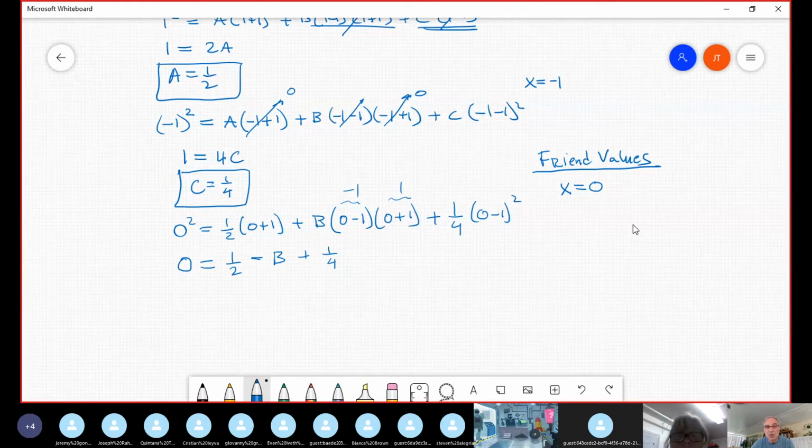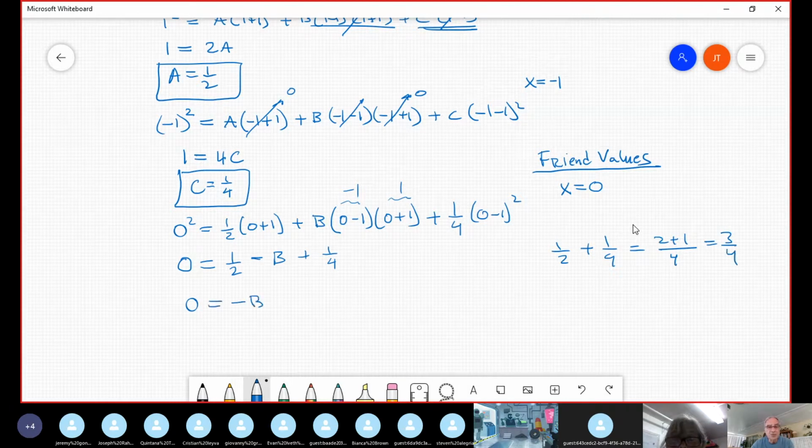0 minus 1 is -1. And -1 squared is +1, and +1 times 1/4 is +1. Okay, super. So therefore, I try to combine like terms. 1/2, let me copy here, 1/2 plus 1 over 4. So it's 3 over 4, no? 4 is, what is going on? 2 plus 1 is 3, no? 3 over 4. 0 is equal to minus b plus 3 over 4.